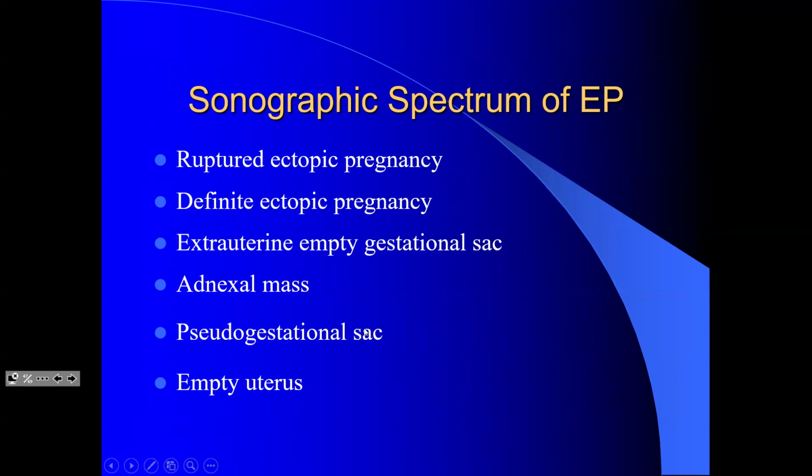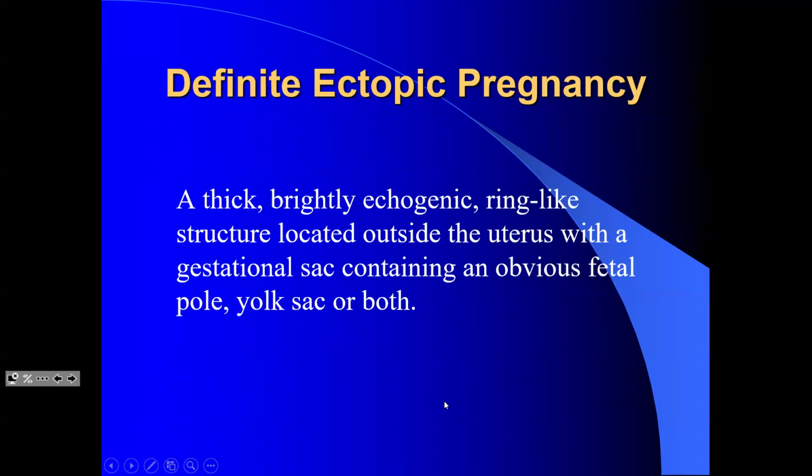Pseudogestational sac, we already discussed. It's a reaction of the uterine cavity to the pregnancy, which is outside. You don't see the double decidual reaction. An empty uterus sometimes, and the pregnancy test, if it is positive, then you suspect ectopic pregnancy.